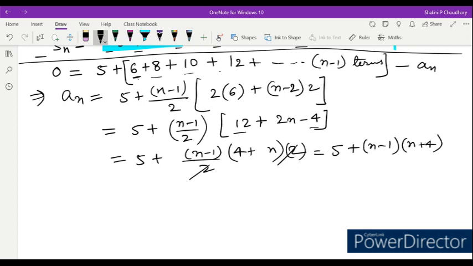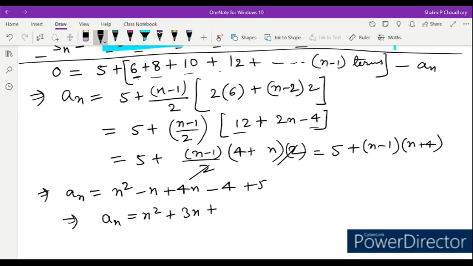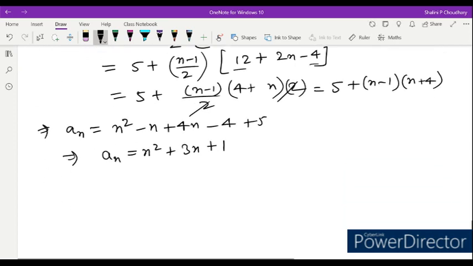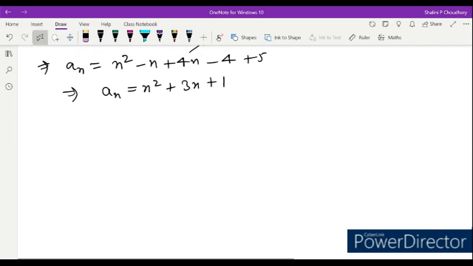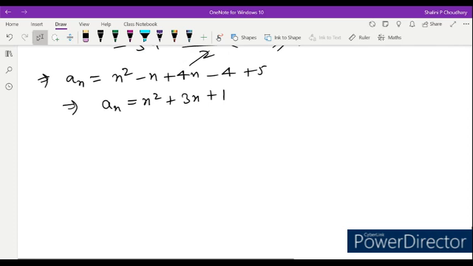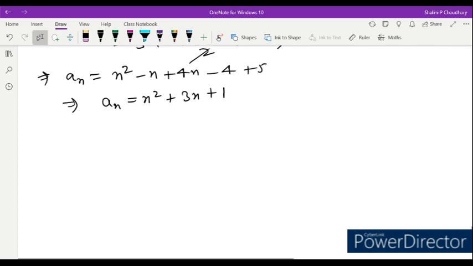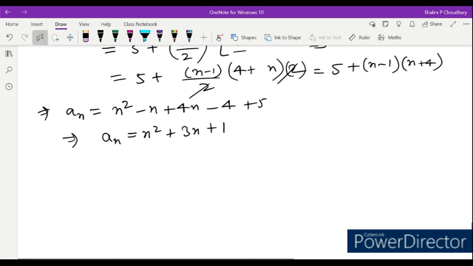So the value of a n will be n square plus n square minus n plus 4n minus 4 and plus 5. So the final value of a n will be n square plus 3n plus 1. Okay, we'll move to the next question. In this one, what do we have to do? This was the value of a n, right?